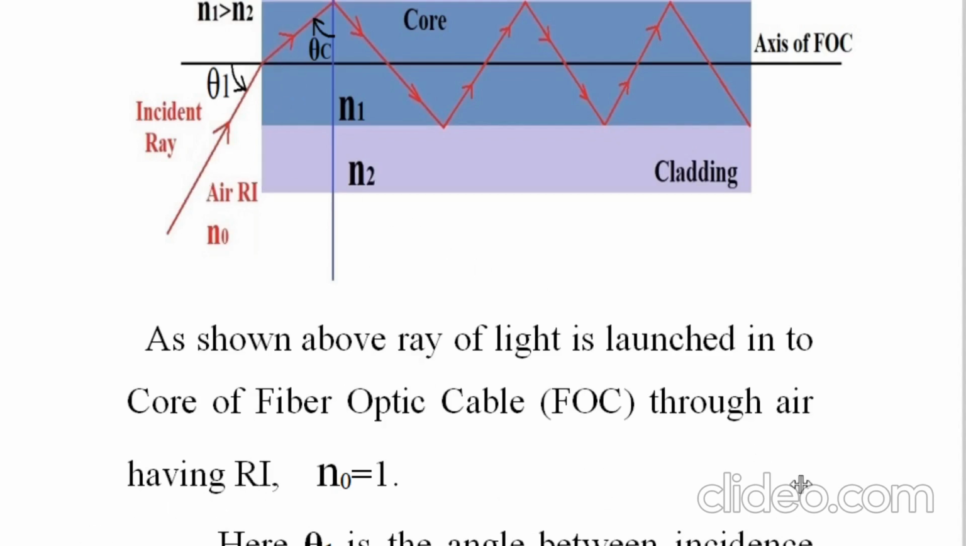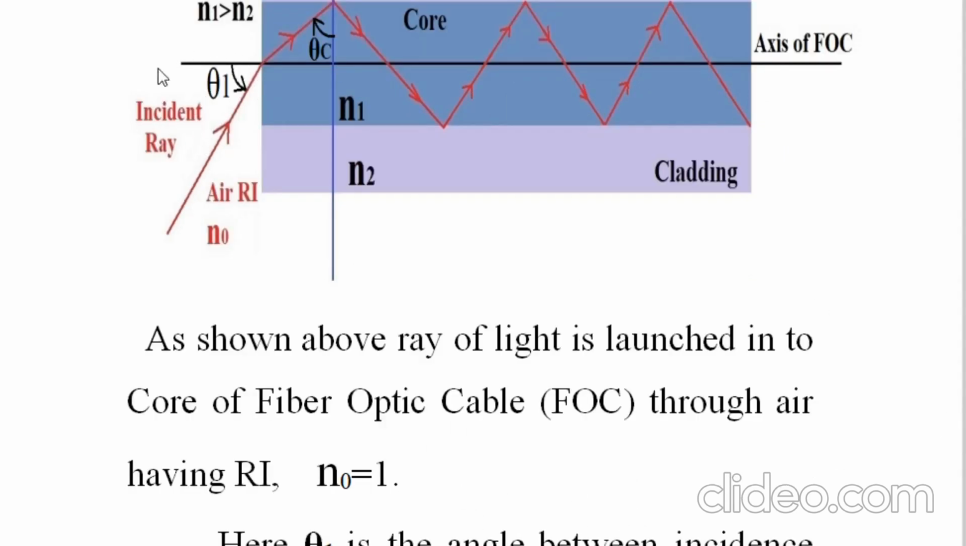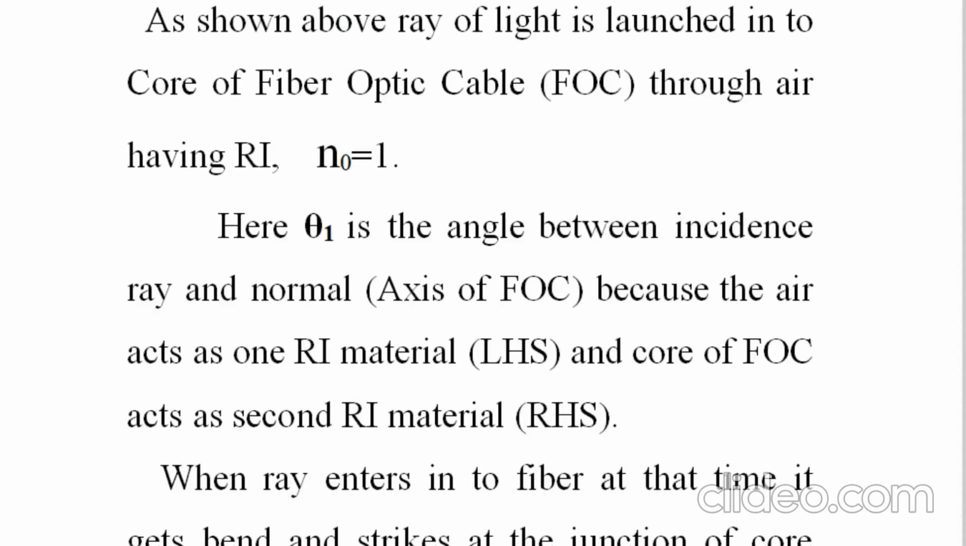Through air having RI N0 equal to 1, because the refractive index of air is 1. So here, the ray of light is launched into the core of the fiber cable through air, because the left hand side material is air. Through air having RI N0 equal to 1.